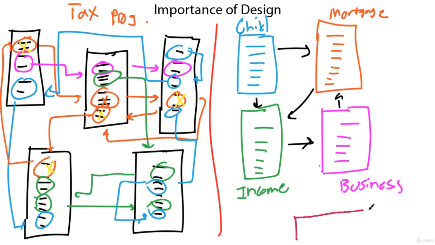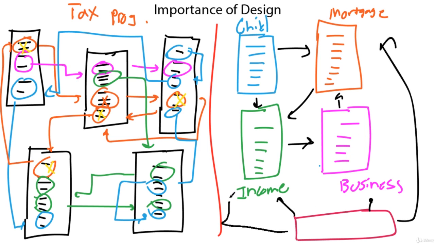Maybe we wanted to create a front end that's going to be distributing itself. So it's going to go to the income, it's going to go to the business, it's going to go to the mortgage, and it's going to go to the child. And so now all we have to do is basically create a single link in all of these sections, grab all that data down there, and then we have that front end. Imagine trying to do that over here.